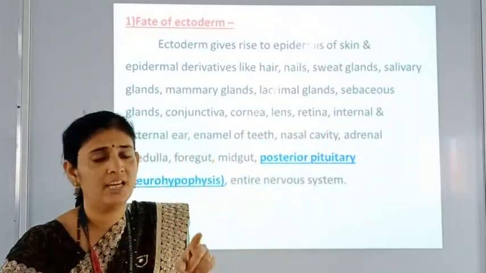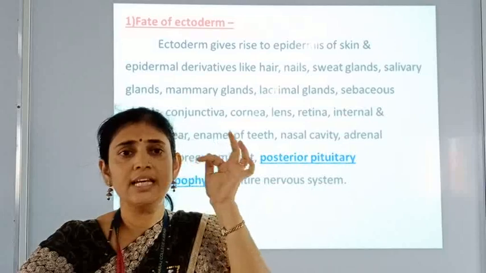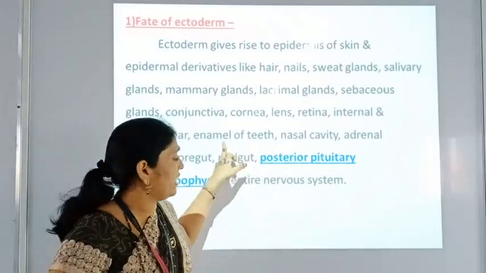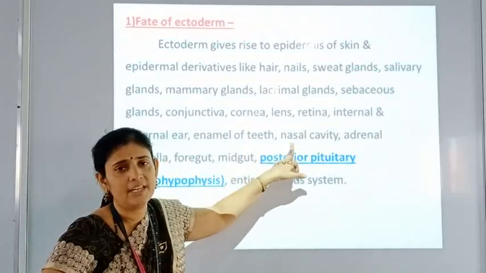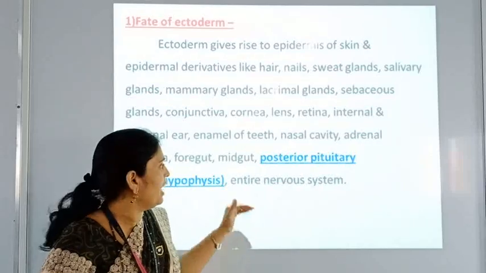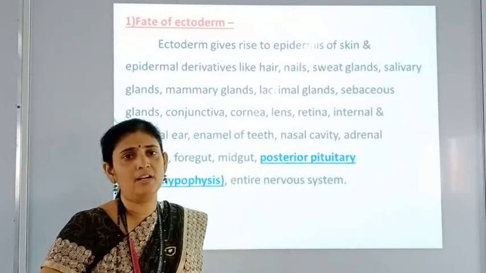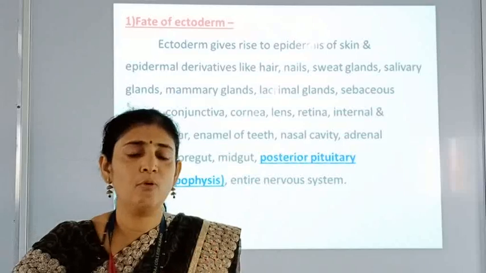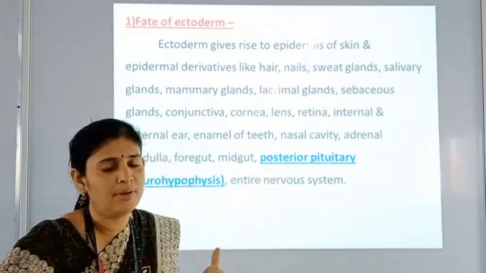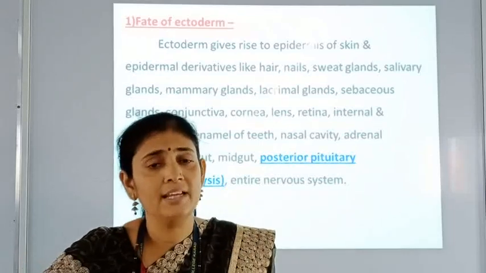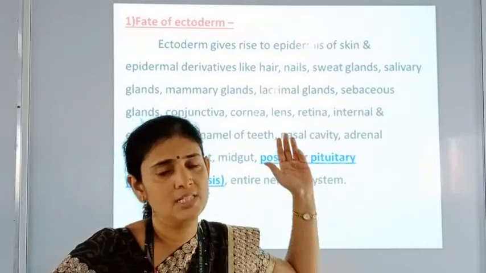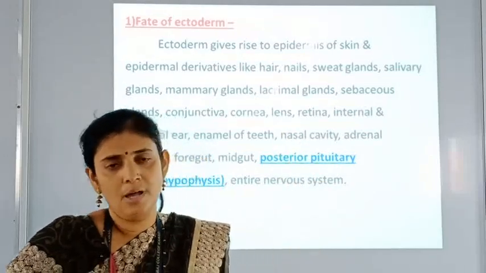From ear, we can see here the external ear and internal ear are formed from the ectoderm. Then the enamel of teeth and the nasal cavity. Then from adrenal gland, adrenal medulla is the part which is derived from the ectoderm. And then foregut and midgut part of the digestive system. Then from pituitary gland, the posterior pituitary region, that is neurohypophysis, which is derived from this ectoderm. And here the whole or entire nervous system is derived from this ectoderm, that we have to remember.